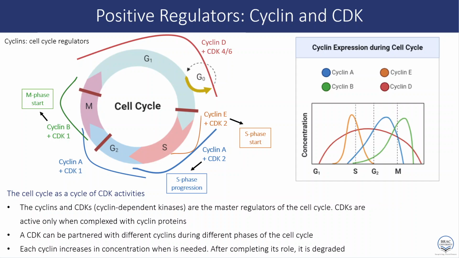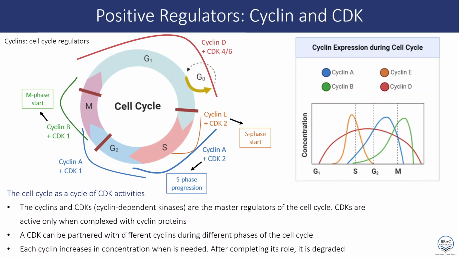So in positive regulation, these two are the main players: cyclin and CDK. Those are very important. Cyclin is cyclin, and CDK is a kinase protein, which is cyclin dependent kinase. So from the name cyclin dependent kinase, you can guess that CDKs are dependent on the cyclin protein.